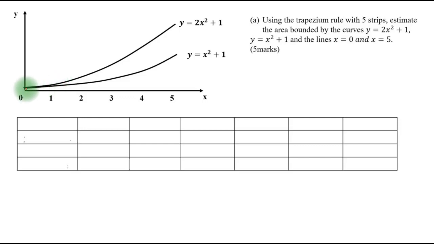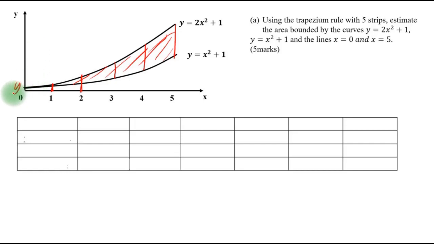So from here we have, that is one strip, then the other one, and we have the other strip, and this one. So this is the area that we actually need. So from here we shall have y1, all the way to y0.